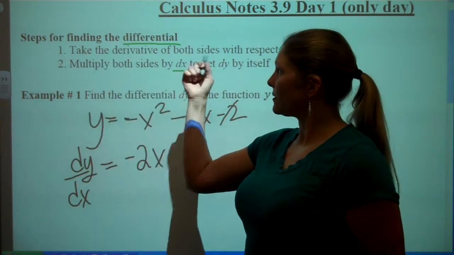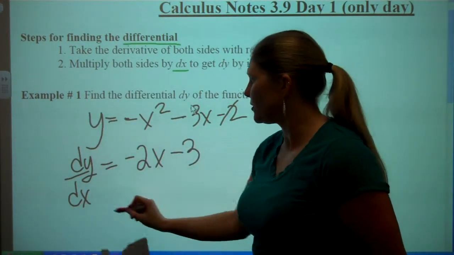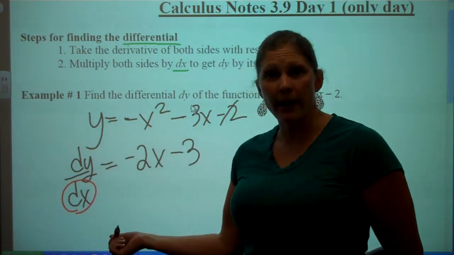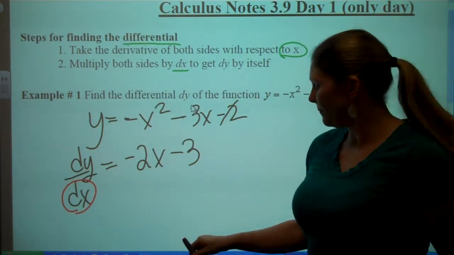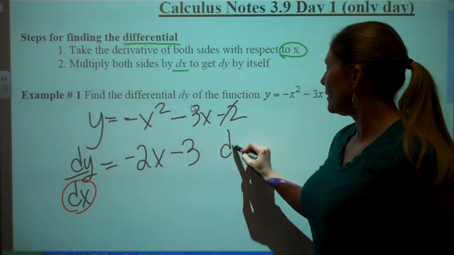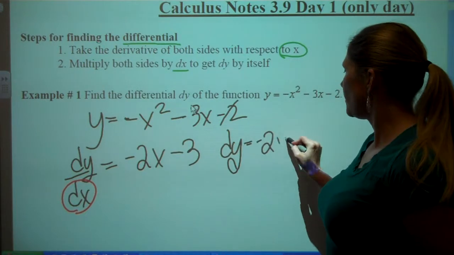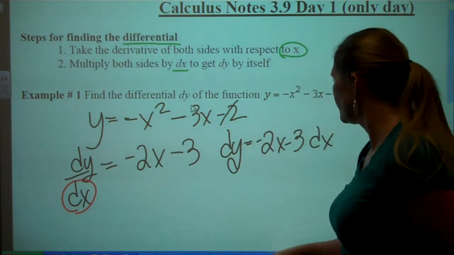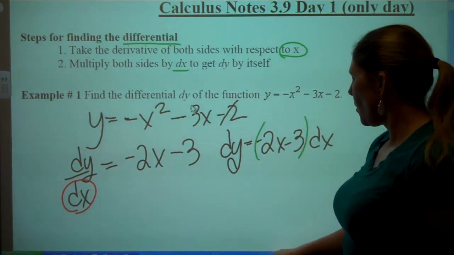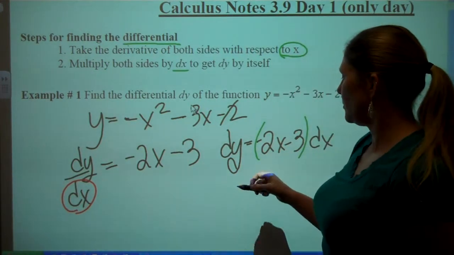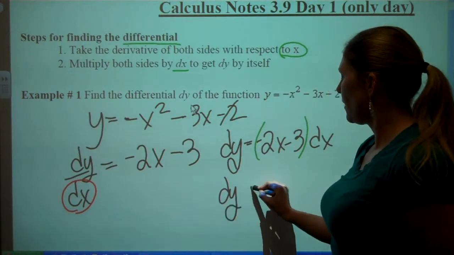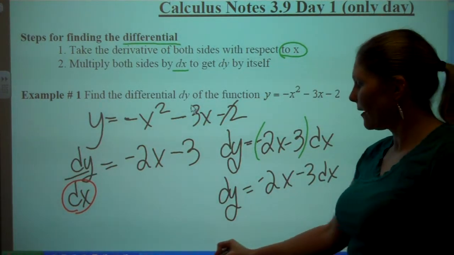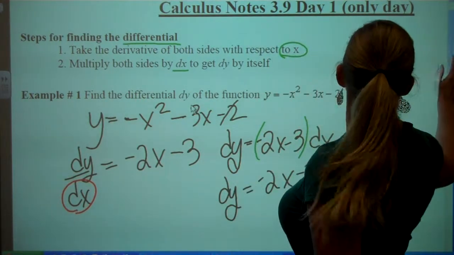That was the first step, take the derivative, and now all we're going to do is move this dx from the left to the right. It's being divided, so we're going to multiply. So my final answer would be dy equals negative 2x minus 3 dx. You can, if you want, put this in parentheses, or you can leave it without parentheses. But that would be your answer. Let's do another one.